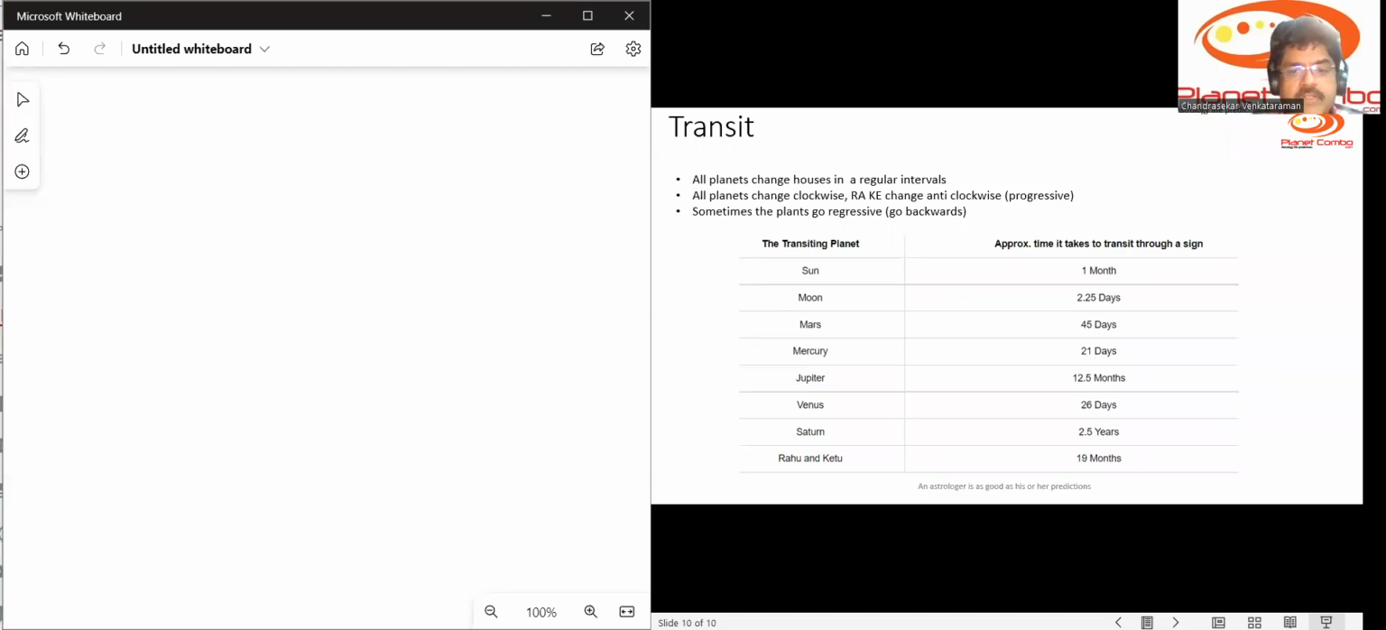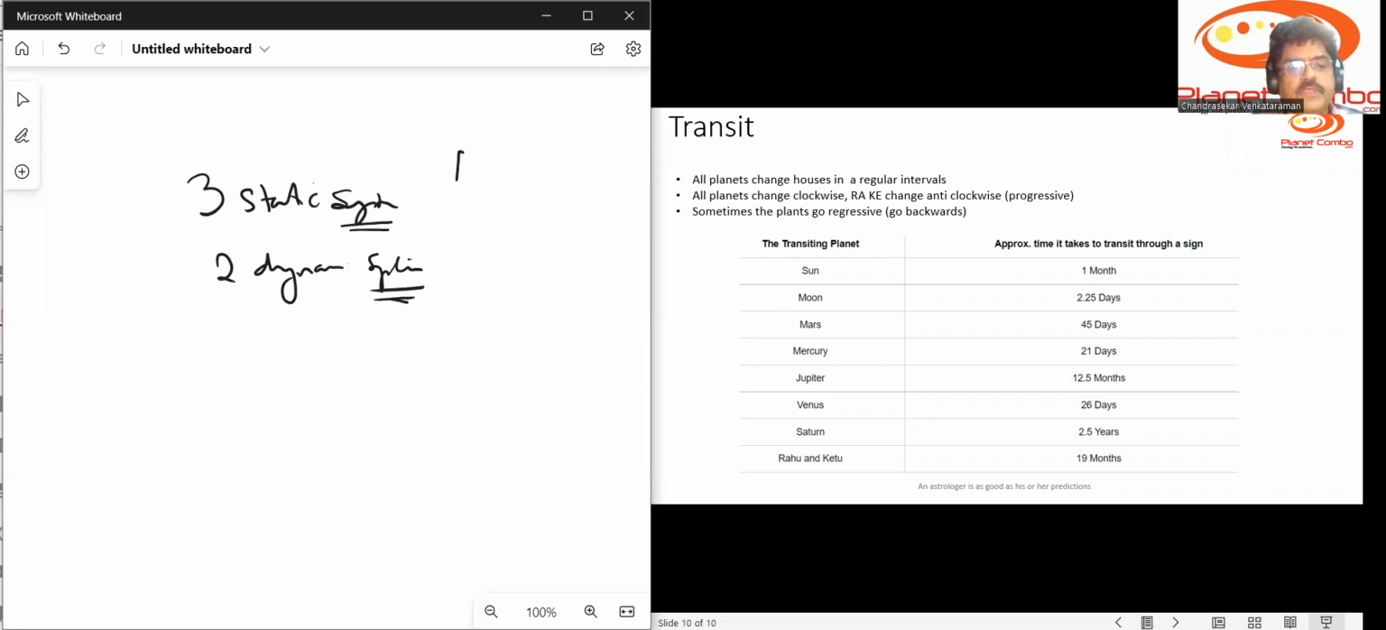So in this video, we will cover the basics of transits, right? As I mentioned in the previous videos, there are 3 static systems in CP astrology and 2 dynamic systems. When it says systems, it is an element of the chart, right? So the planetary table is fixed at the time of birth. The cuspal table is fixed at the time of birth. The sign table, sign chart is fixed at the time of birth, okay?